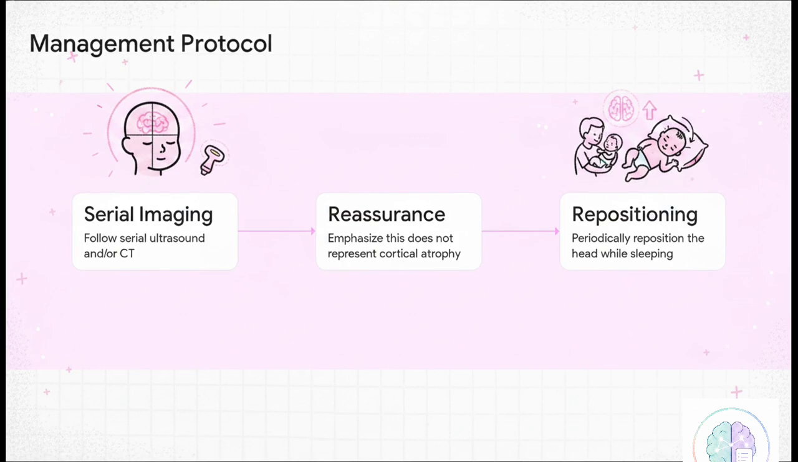It's basically a 3-step protocol. Number 1, monitor the infant with serial ultrasounds or CT scans just to ensure there's no abnormal ventricular enlargement happening over time. Number 2, and this is a big one, you have to emphasize to the terrified parents that the fluid space they are seeing on the scan is not cortical brain atrophy. Their child's brain is developing totally normally. And number 3, because of the enlarged head, you'll want to advise parents to periodically reposition the infant's head during sleep to prevent positional molding.